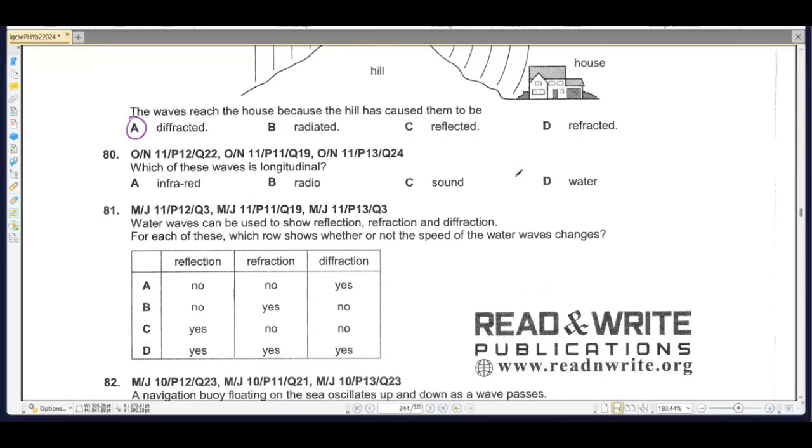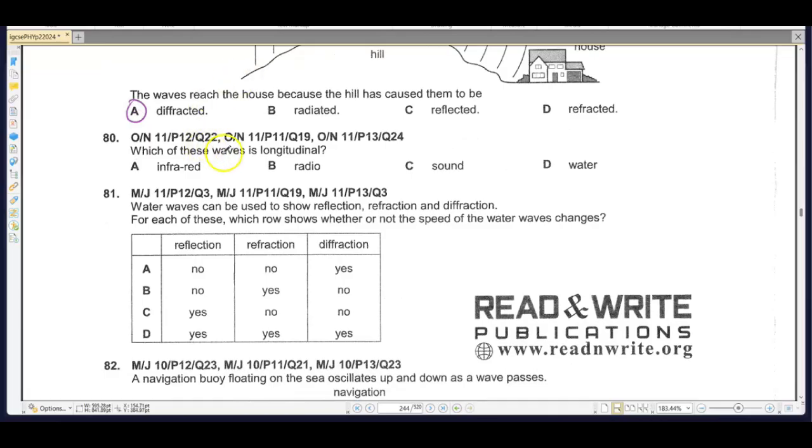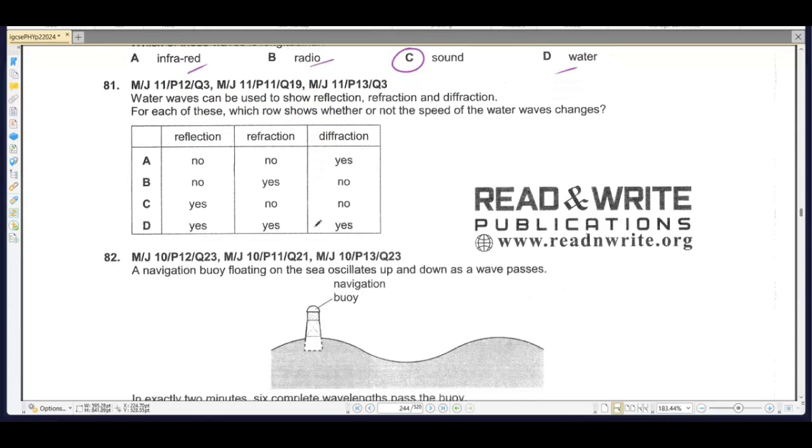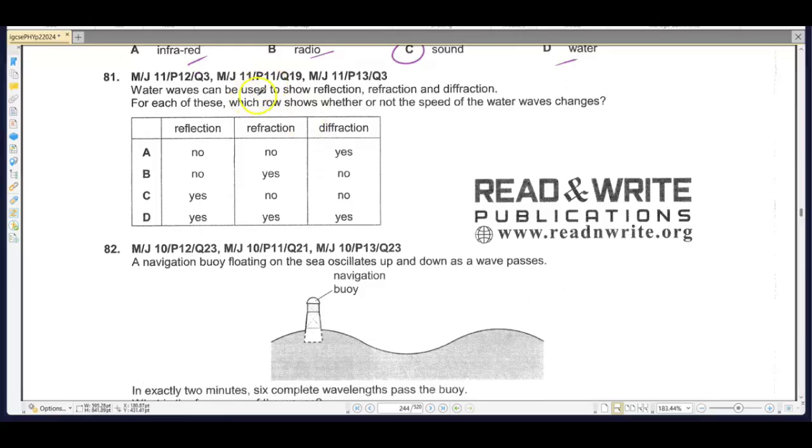Question number 80. Which of these waves is longitudinal? Infrared is transverse, radio is transverse, water is transverse, sound is an example of a longitudinal wave. Question number 81. Water waves can be used to show reflection, refraction, and diffraction. For each of these, which row shows whether or not the speed of the water wave changes?